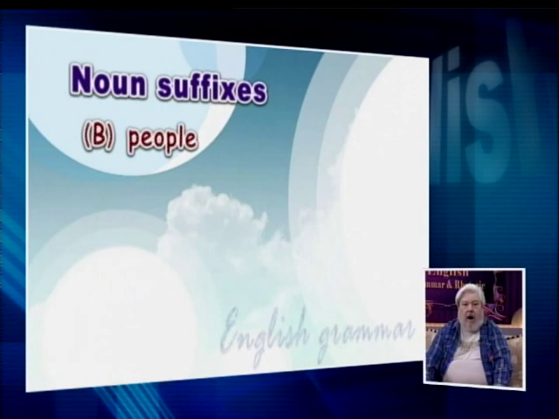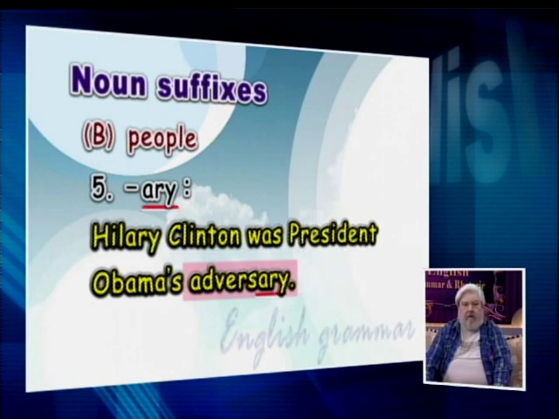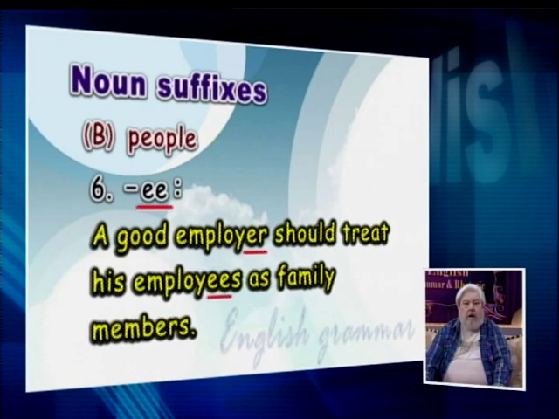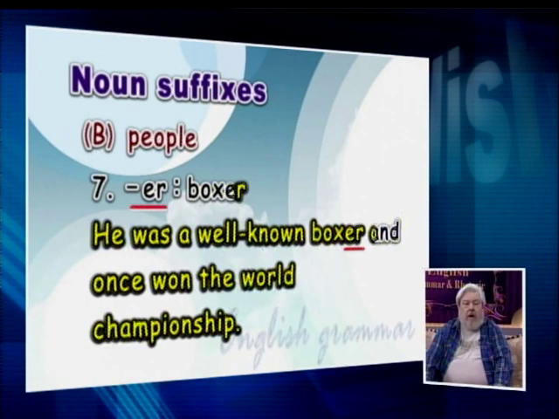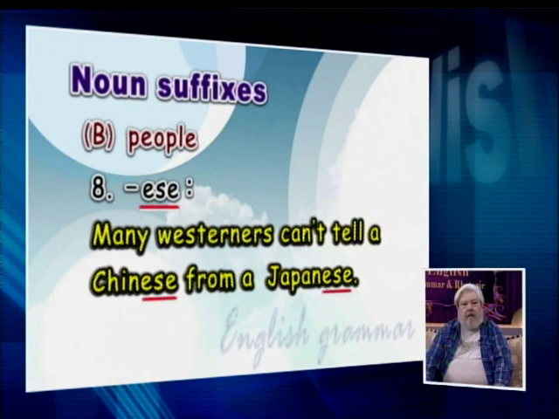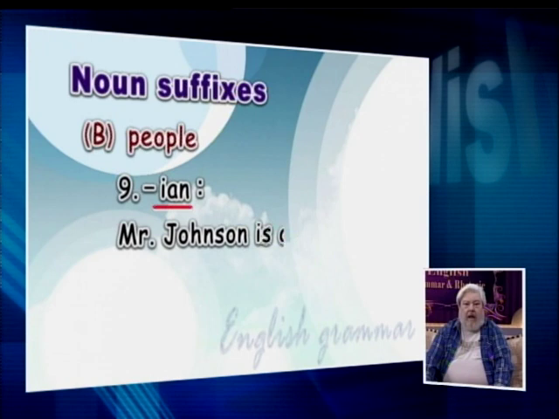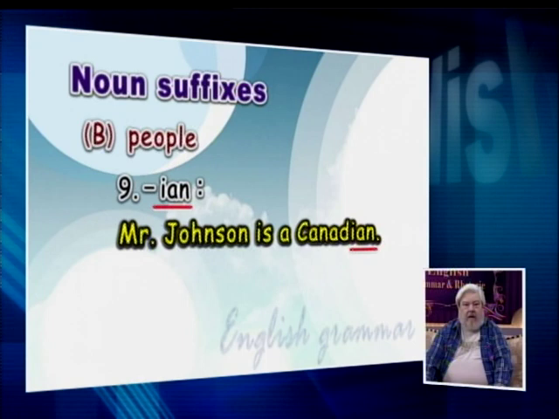ARY. Hillary Clinton was President Obama's advisory. EE. A good employer should treat his employees as family members.ER. He was a well-known boxer and once won the world championship. ESE. Many Westerners can't tell a Chinese from a Japanese. IAN. Mr. Johnson is a Canadian. I-T-E. She is from Israel. She is an Israelite.